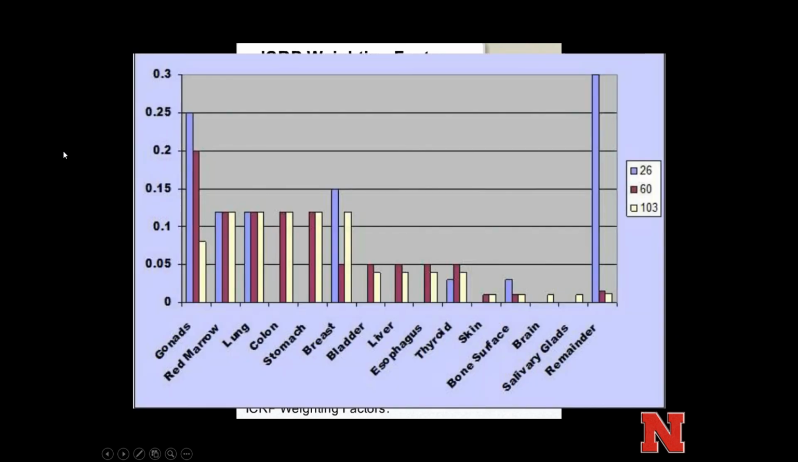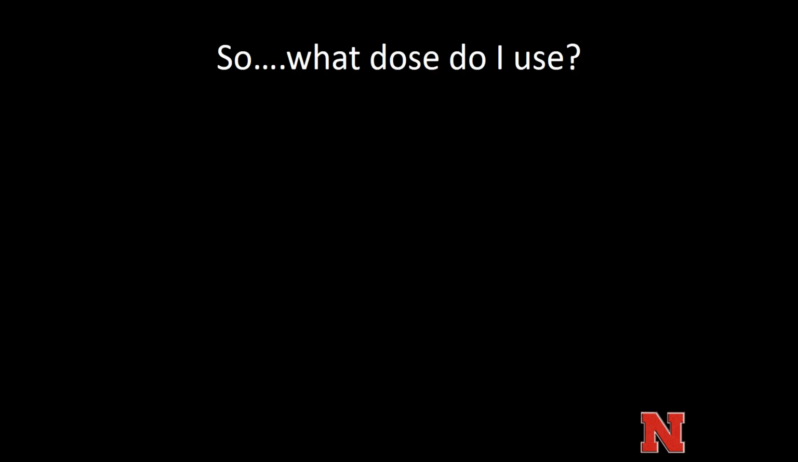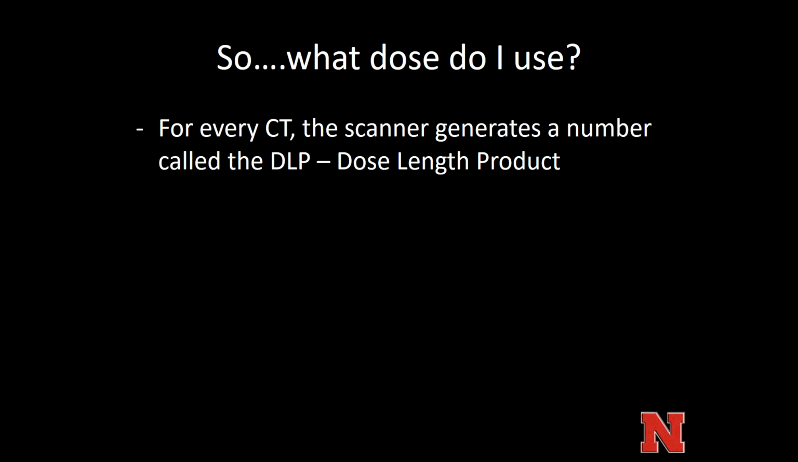Again, if you look at these radiosensitive organs, things like the gonads, red marrow, and mucosal surfaces, they are oftentimes preferentially susceptible to radiation effects. So what dose do I use? For every CT, the scanner actually generates a number for you, and it's not any of the things I've already said: absorbed dose, equivalent dose, effective dose. It's the DLP. So every scanner, after every scan, gives you a dose length product.